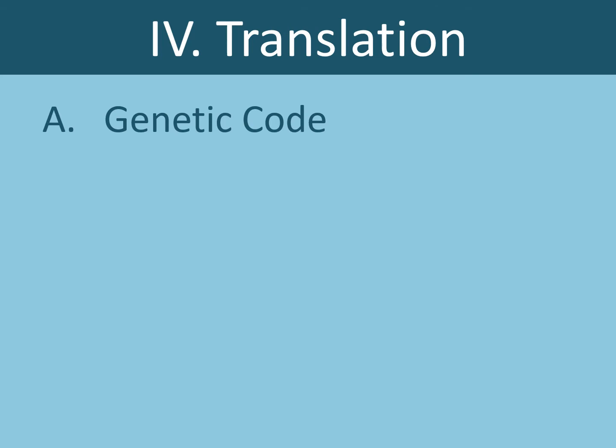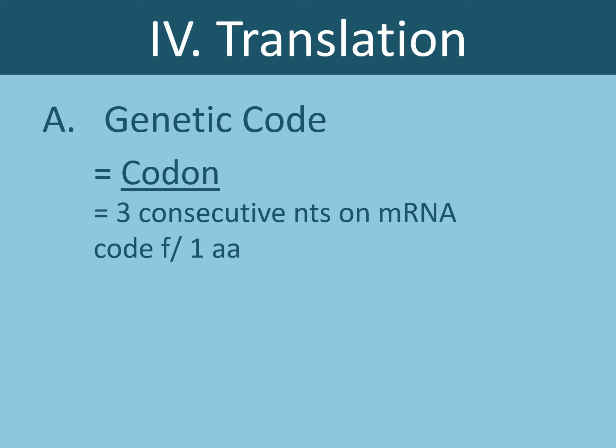Now let's discuss the last part of the central dogma of biology, or translation. To understand translation, you need to understand the genetic code. Genetic code is composed of codons. A codon is a sequence of 3 consecutive nucleotides, or bases, on an mRNA that codes for a single amino acid in a protein. So 3 letters on an mRNA code for 1 amino acid on a protein.